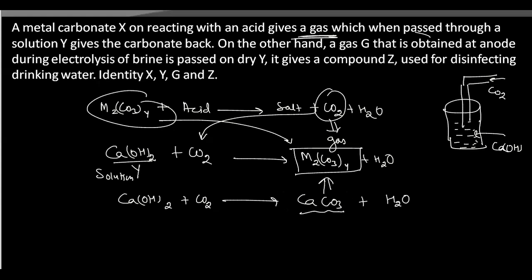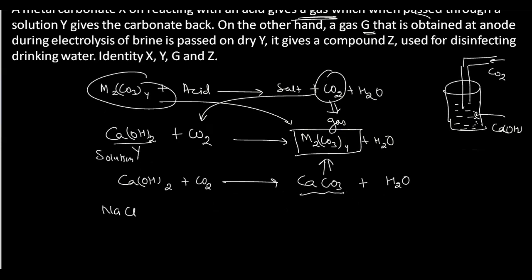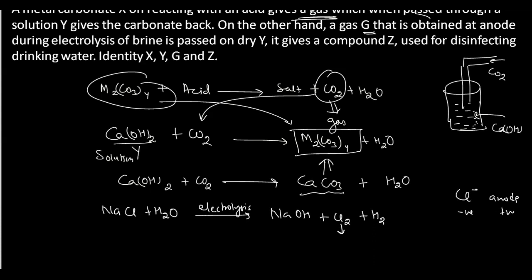कि on the other hand, a gas G obtained at anode during the electrolysis of brine. So we are having this one. Brine is NaCl when reacted with water, and when we did the electrolysis of this one, then it will give you NaOH plus Cl2 plus H2, and this gas is obtained at anode because chlorine is negatively charged and anode is actually positively charged. This is negative and this one is positive. So at anode the chlorine gas is formed. This is obtained at anode.